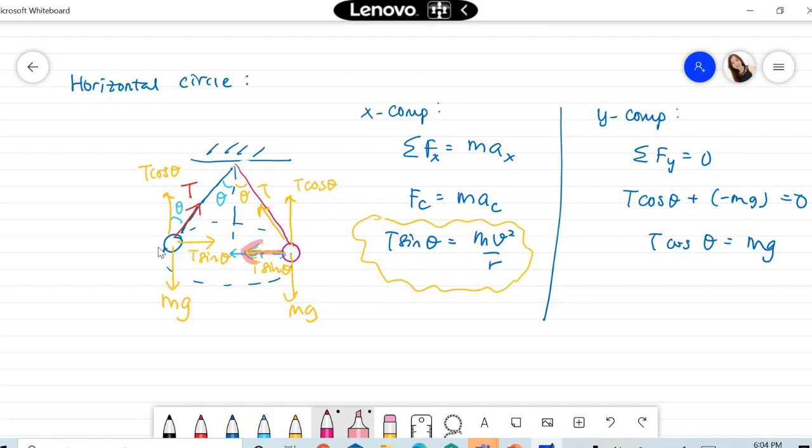Right? When the ball is on the left-hand side of the circle, the centripetal acceleration will be towards the center. So we take this as positive. So T sine theta is still equal to mv squared over r. So it doesn't matter whether the ball is here or here, you will get back the same expression. Okay, next one, we look at vertical circle.